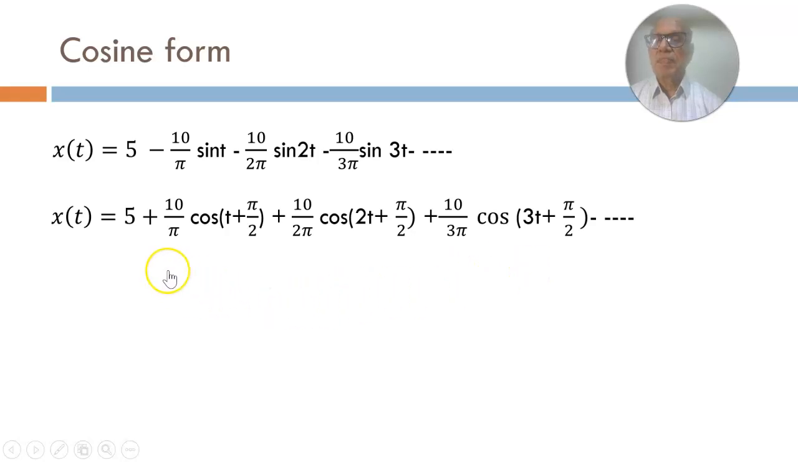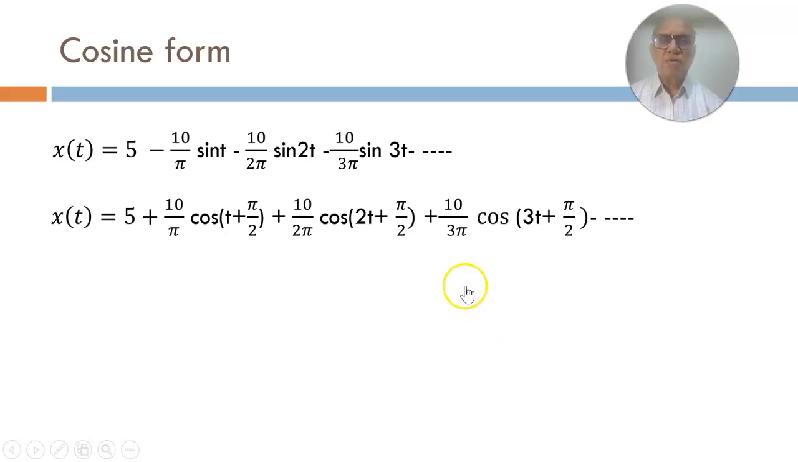So you can see your amplitude spectrum. How will it look? DC component is 5, then n equal to 1, that is the fundamental, that is 10 by pi. Then the second harmonic, that is 10 by 2 pi. Third harmonic, that is 10 by 3 pi, and so on. And for each of these frequency components, the phase is the same, that is pi by 2 everywhere. So it will be a simple matter to now plot this line spectrum.